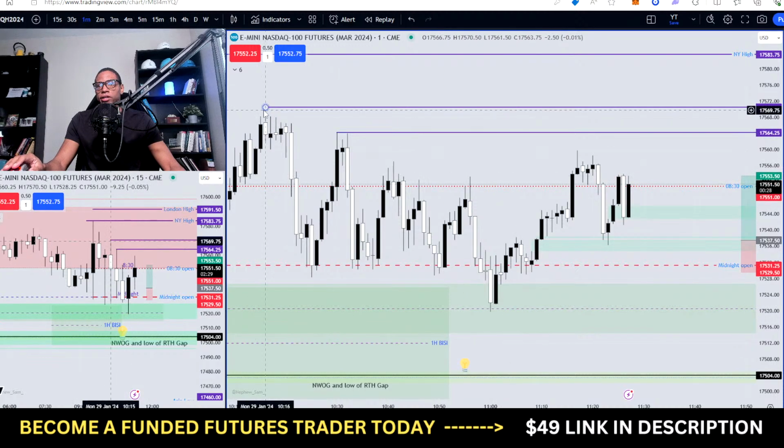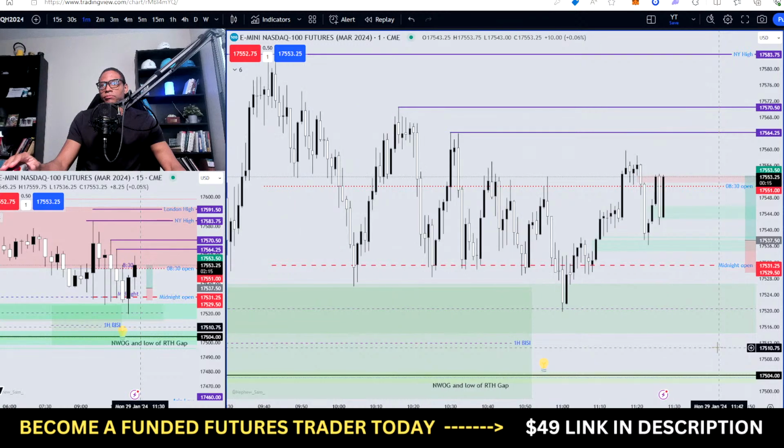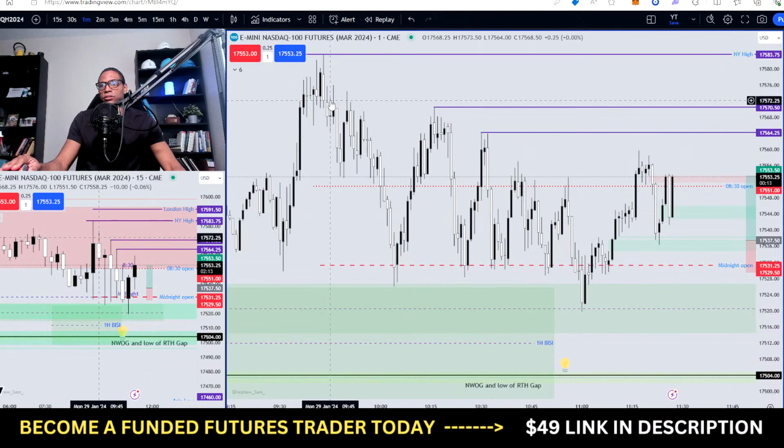If we just look at where price has been since 10 o'clock, it's been from 570 down to 520. So there's a 50-point range for the entire price over almost 2 hours. Actually a little over 2 hours.